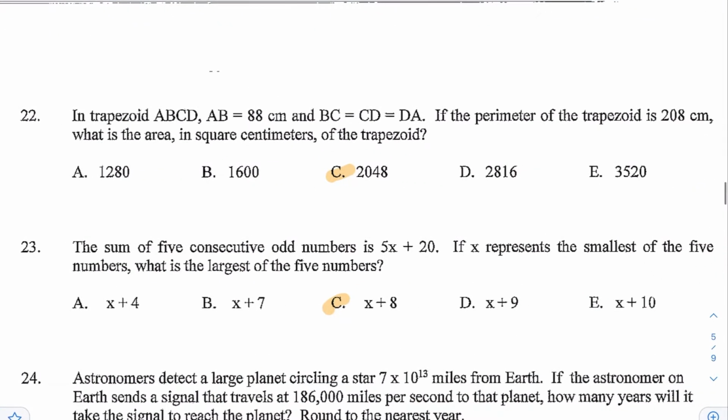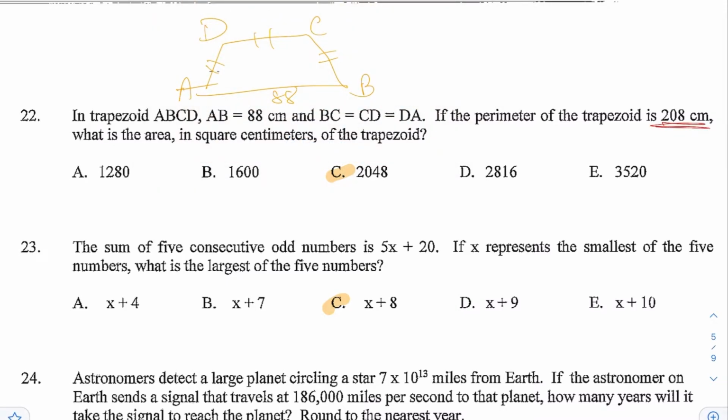Next for number 22, in trapezoid ABCD, AB is equal to 88 centimeters and BC is equal to CD is equal to DA. If the perimeter of the trapezoid is 208 centimeters, what's the area in square centimeters of the trapezoid? You have a trapezoid that looks like this, and you know that A to B is equal to 88, whereas the other 3 sides are equal to one another. So you'll have to draw your trapezoid here.